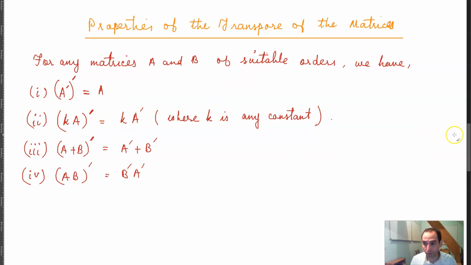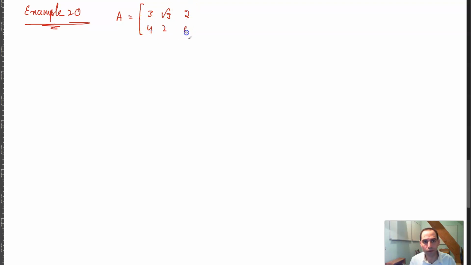So now let's do a couple of examples. Example 20: if A is equal to some matrix, for example 3, square root of 3, and 2, 4, 2, 0, and B is equal to some matrix like 2, negative 1, and 2, 1, 2, and 4.